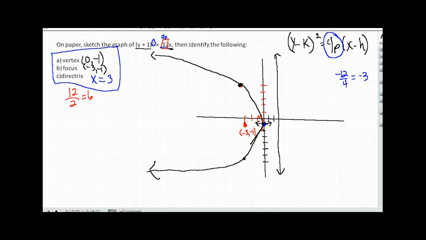Okay, so these take a while to get used to. There's lots of parts and pieces and counting and things to look at. The most important thing as you're starting is which direction it is going to open. Okay, up, down, right, or left. And you can tell that by whether the y or the x is squared and whether this number over here on the right-hand side is positive or negative. And we go from there.